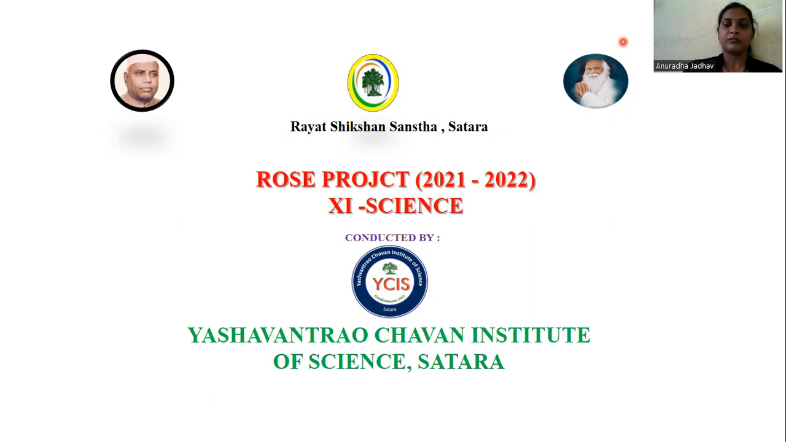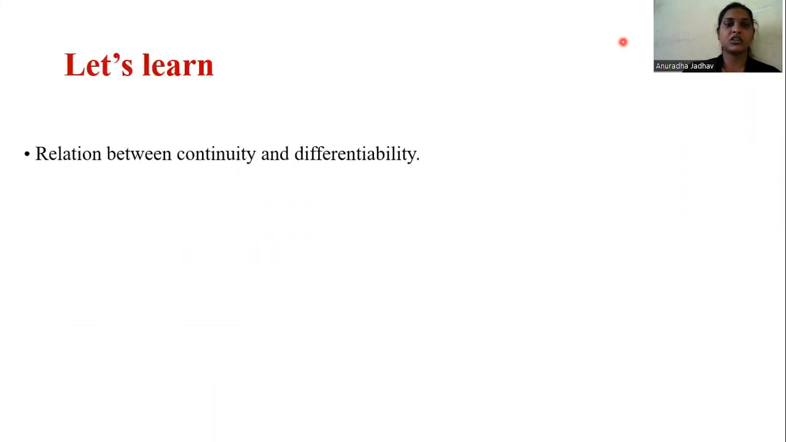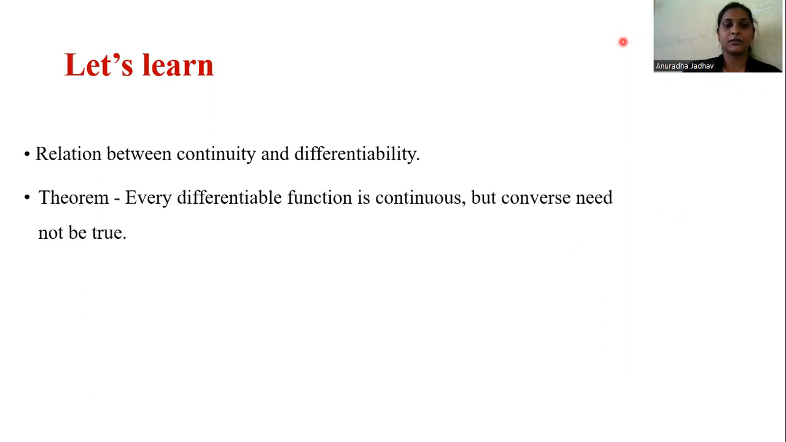Today we are going to learn the next point of our topic, differentiation. Let's see the first subpoint of the topic differentiation. First one is the relation between continuity and differentiability. In this point, firstly we see the theorem, and its statement is every differentiable function is continuous, but the converse need not be true. Firstly, we see its first part and then its converse part, and then we see examples on it.